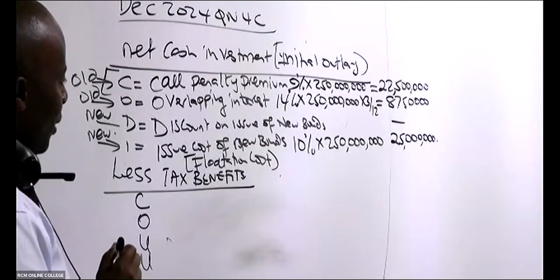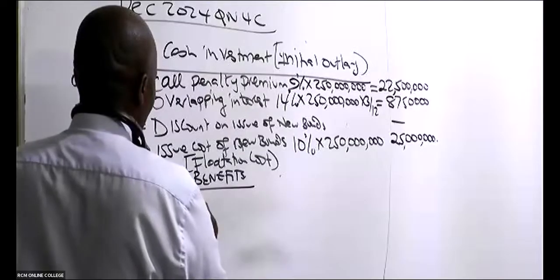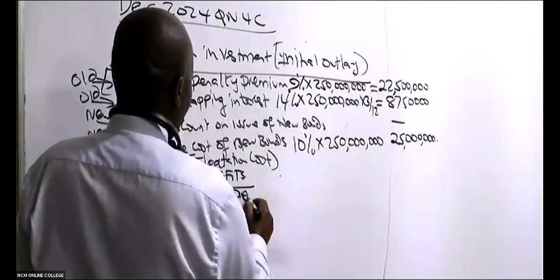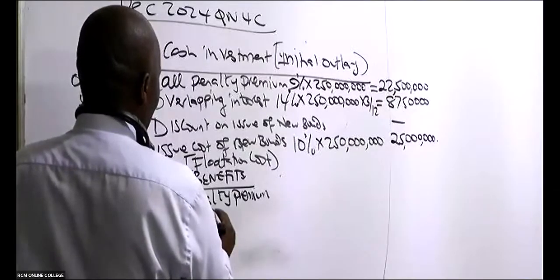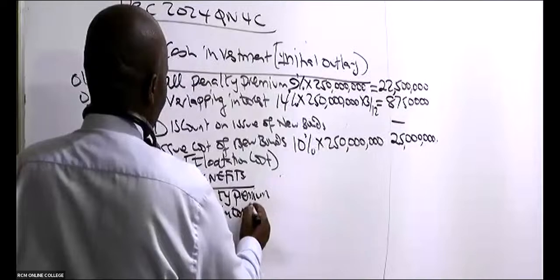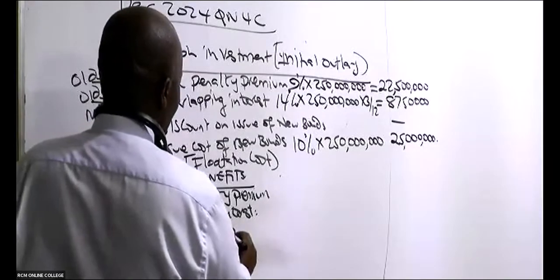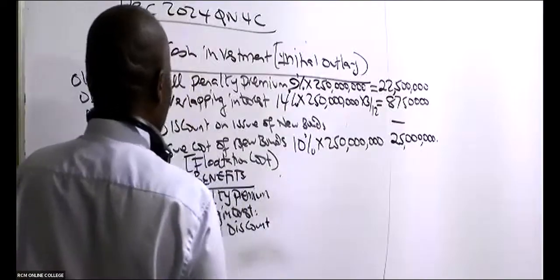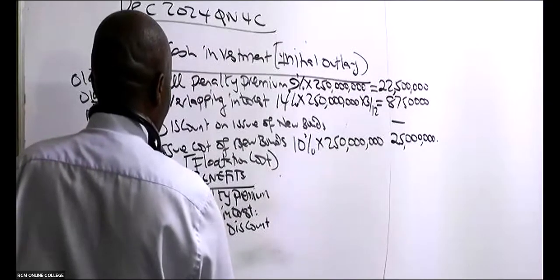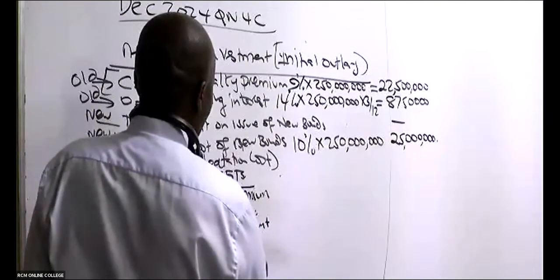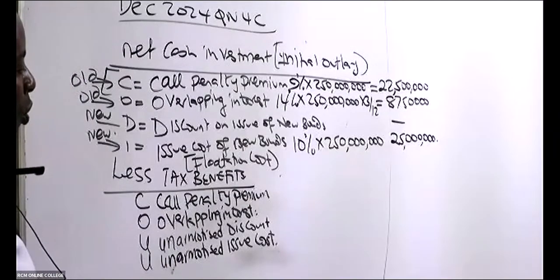So in this case here, we have a call penalty premium. So I can again write here for your revision. So this is call penalty premium. Then we have overlapping interest. And then we have unamortized discount. Then we have unamortized issue costs. COU, for KRA.